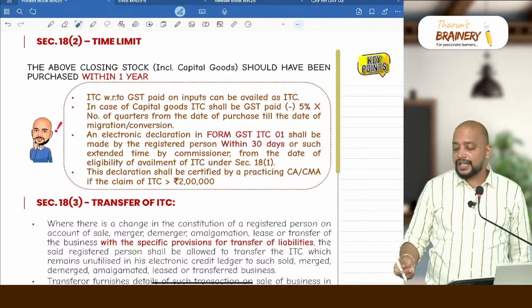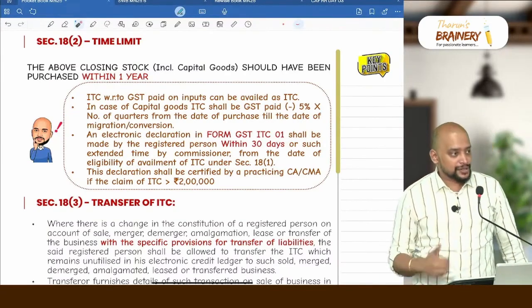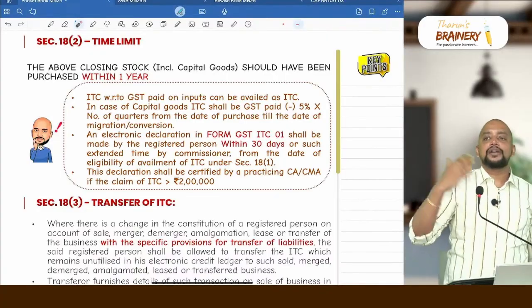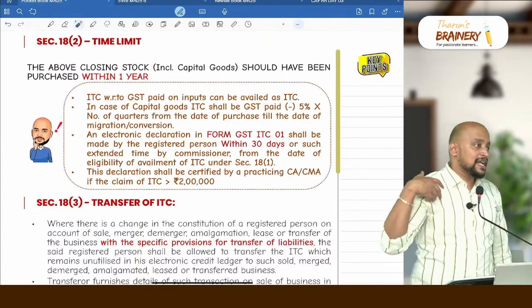In case of 18(1)(a), when are you eligible? Whenever you get the registration certificate. 1B also, whenever you get the registration certificate. 1C, whenever you are migrating from composition scheme to normal scheme. 1D, whenever your exempted supplies become taxable.